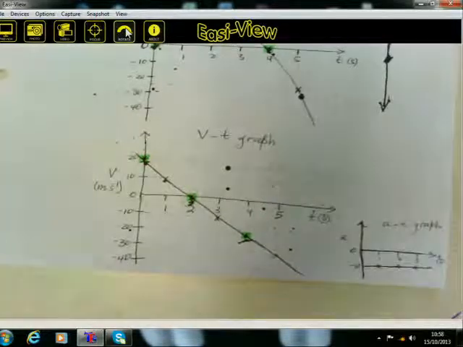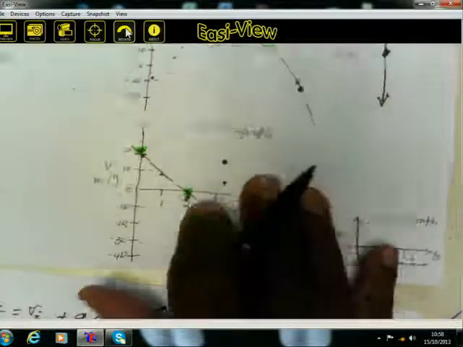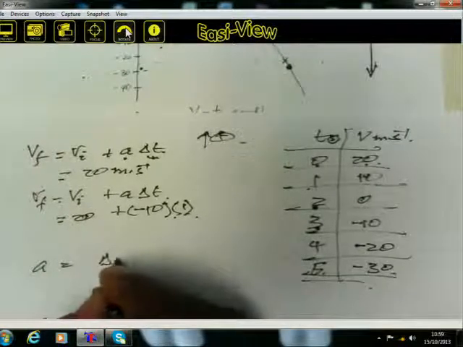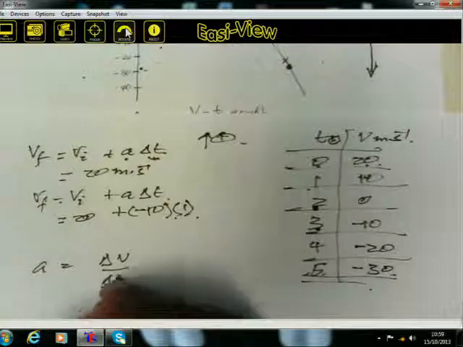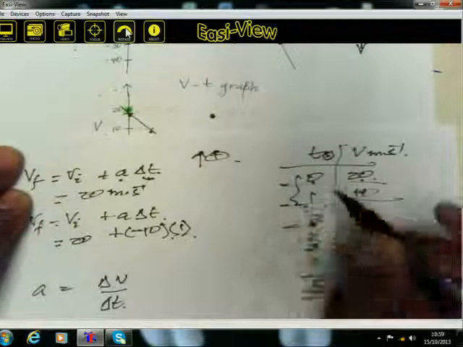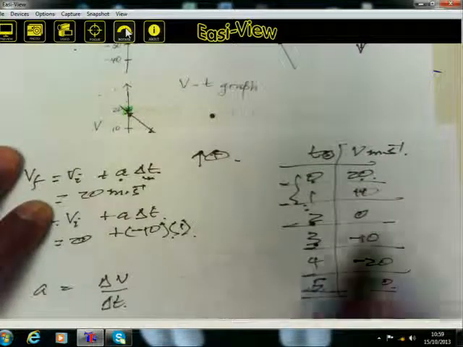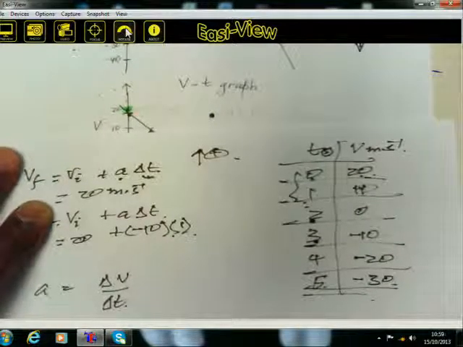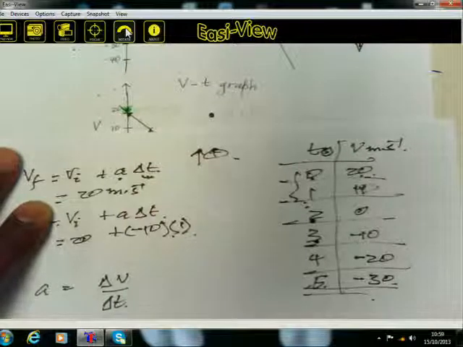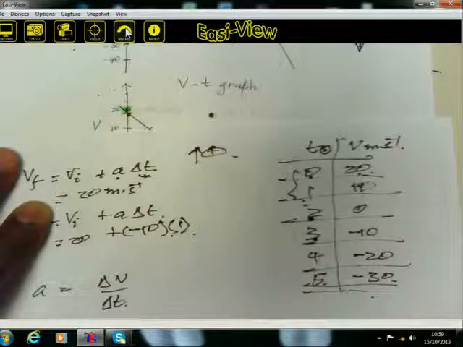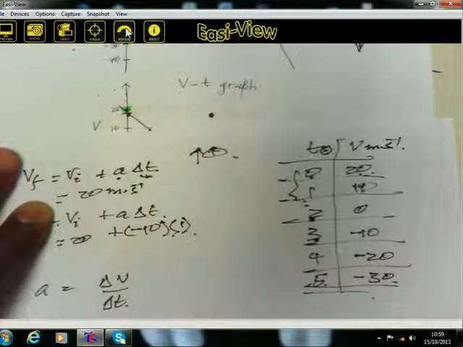And when we get to the acceleration time graph, what we do would be to take the acceleration is equal to the change in velocity over change in time. And here, if we take for the first second, we will notice that the change in velocity will be 10 minus 20, divided by 1 minus 0, and that gives us -10 meters per second squared.